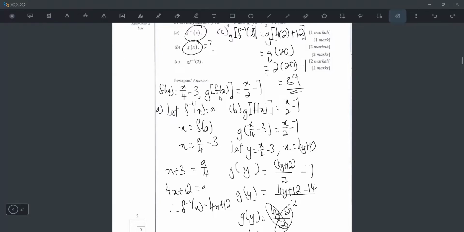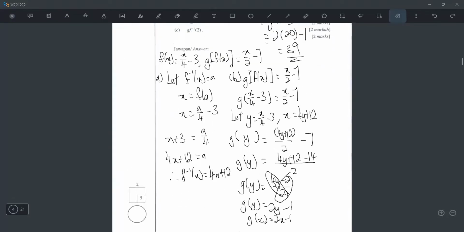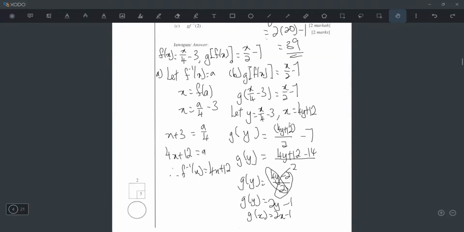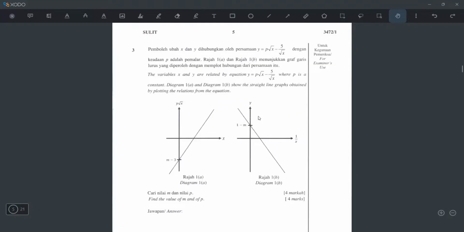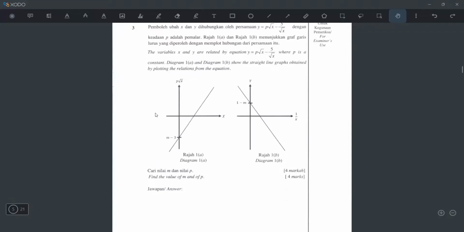So let me check the answer. So 4x plus 12, 2x minus 1, 39. 4x plus 12, 2x minus 1, yes, correct. Okay, let's continue with question 3.